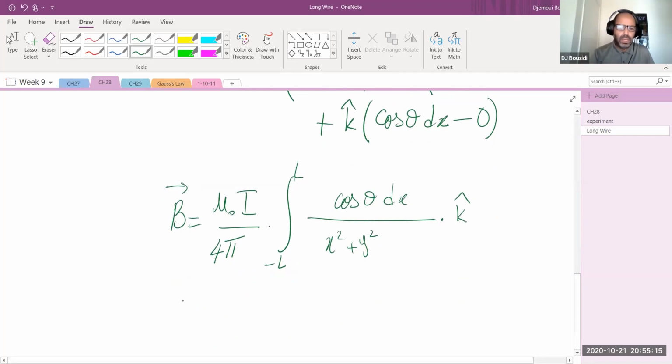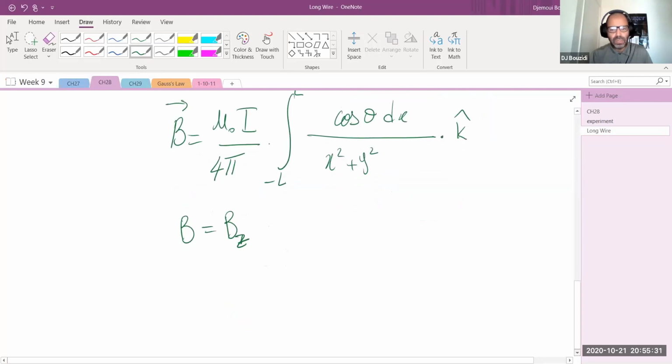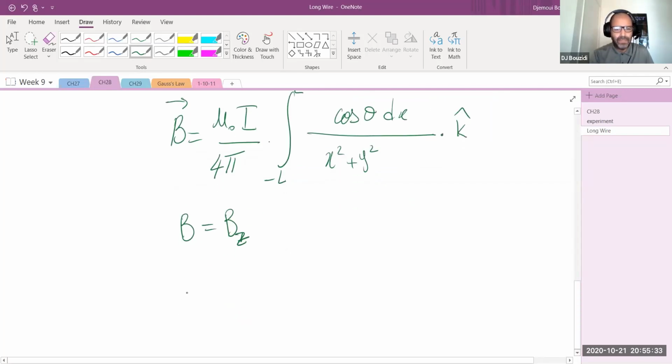So B is actually going to be in the z direction, period. There is no need for me to carry this k hat because I know it's constant, and no need to worry about anything else in terms of directions. So that makes it easy in a sense, because we chose the right coordinate system.